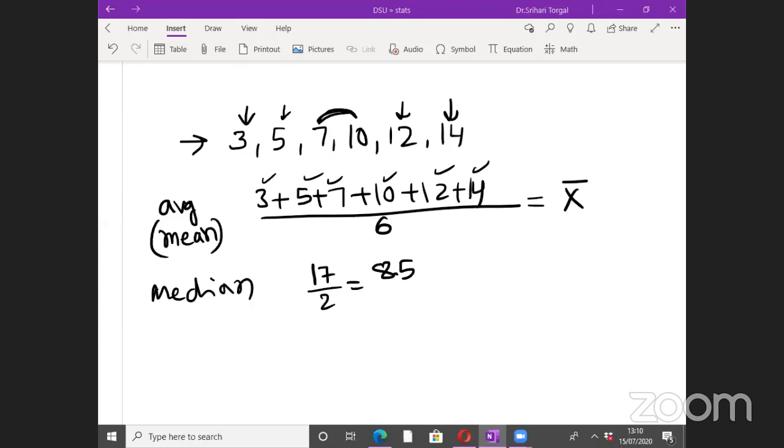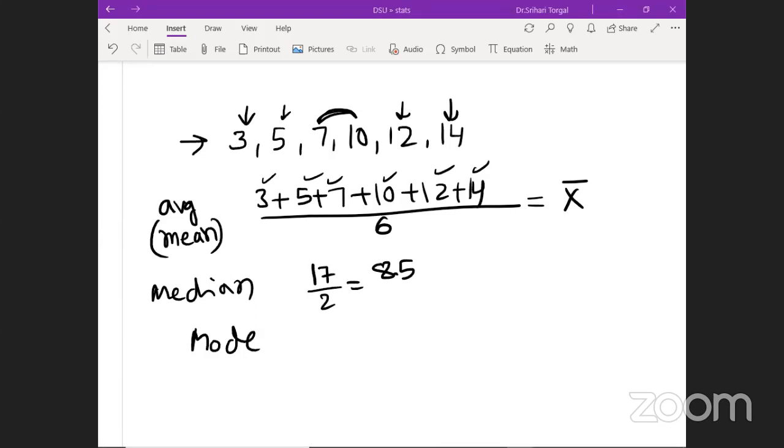Now, to find out the mode, what is the mode of this given data? Anyone? You can tell me in chat. Yes, the most repeated value, exactly. There is no value which is repeated, therefore the mode is not defined for this data. If 10 is repeated twice, then the mode is 10. This is how we calculate mean, median, and mode, right?